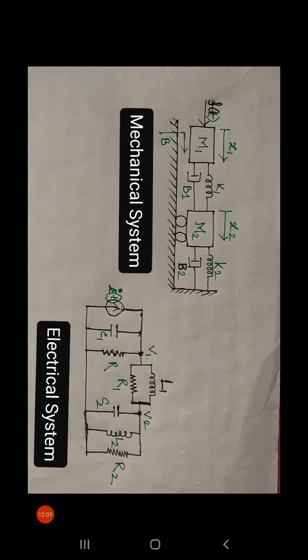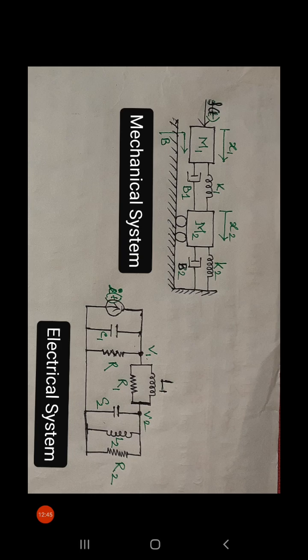So these two elements I consider as common elements between two nodes. See here I am giving the name inductor L1, which is analogous to K1, and the name of the resistance is R1, which is analogous to viscous friction coefficient B1.